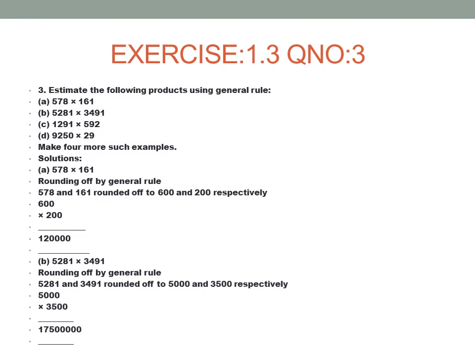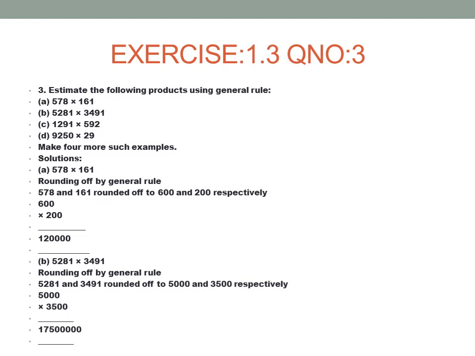Now coming to the next one. Here you have to understand it more carefully. See here, the greatest place value of 5,281 is 1000 and the greatest place value of 3,491 is also 1000. But if you take 5,000 and 4,000, the product is quite bigger than when we are doing the accurate multiplication. So in this case, the first one we will round off to the nearest 1000, that is 5,000.